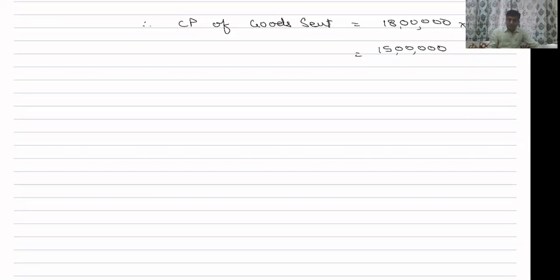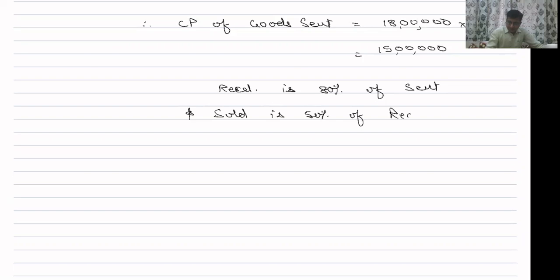Now just observe the situation carefully. Received is 80% of sent, and sold is 50% of received. This is what is given in the question.